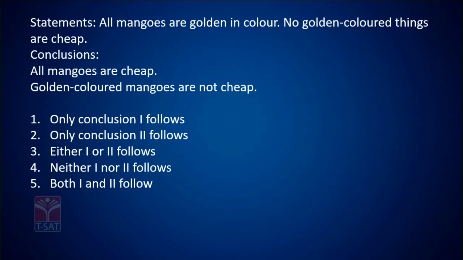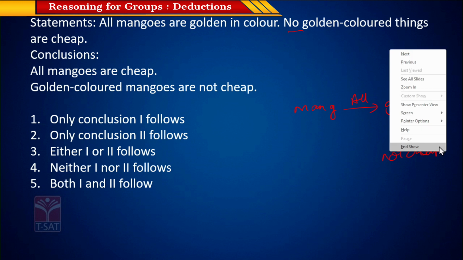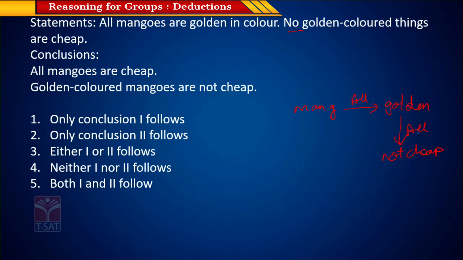All mangoes are golden in color and no golden colored things are cheap. These are the two statements. And the conclusions are all mangoes are cheap and golden colored mangoes are not cheap. Okay, so we know that all mangoes are golden, and when we say that no golden colored things are cheap, that means all of the golden colored things are not cheap. So when all of the mangoes are golden and all of the golden colored things are not cheap, we can say that all mangoes are not cheap.